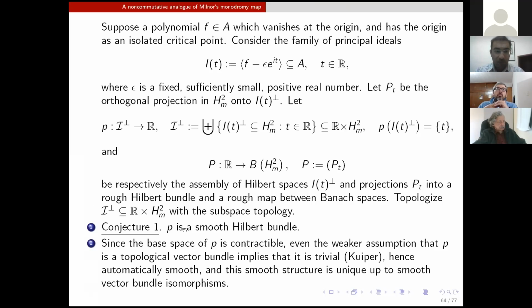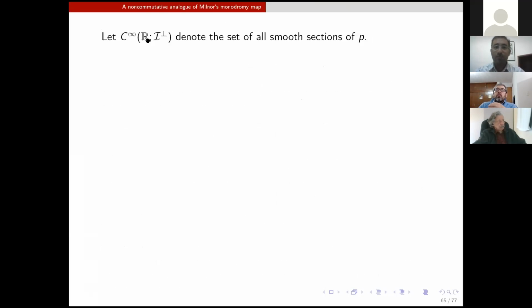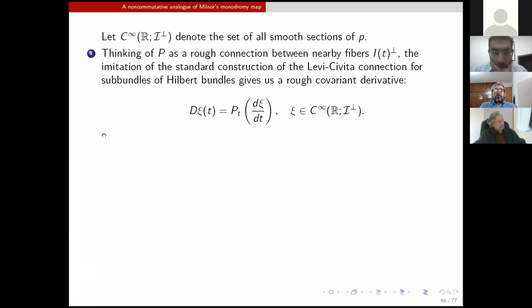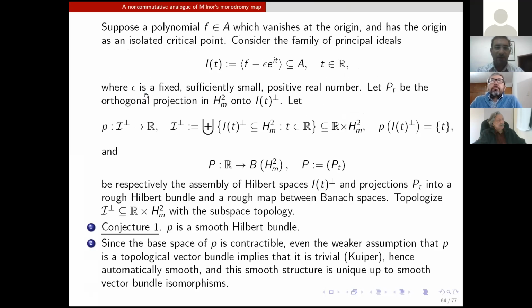So you have a smooth Hilbert bundle, and its smooth sections are denoted by this one. This is a standard notation. I mean smooth sections, the maps going in the other direction from R to the total space such that p composed with that map is the identity. Okay, so now you have an extra piece of information. You are naturally given another piece of information here.